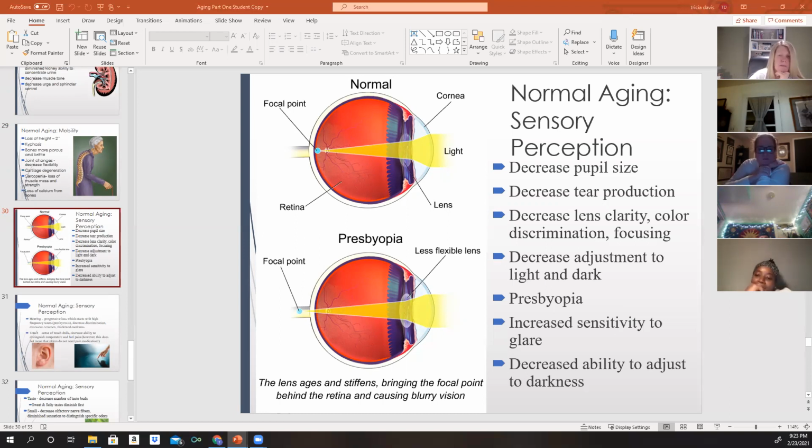Their hearing is going to go south. They're going to have a progressive hearing loss, which usually starts with high frequency tones. Decreased discrimination. They're going to have excessive buildup of wax in their ears and thickened eardrums.